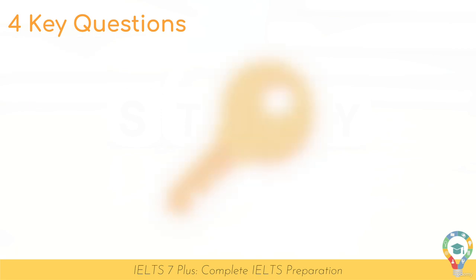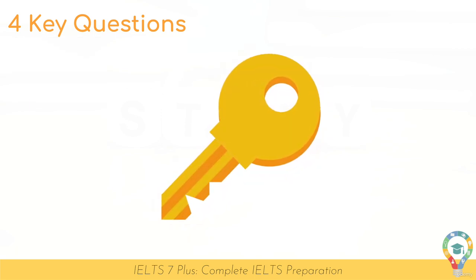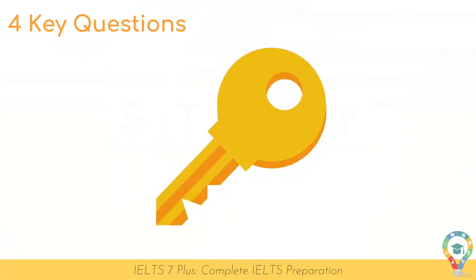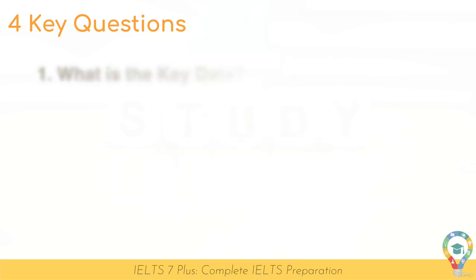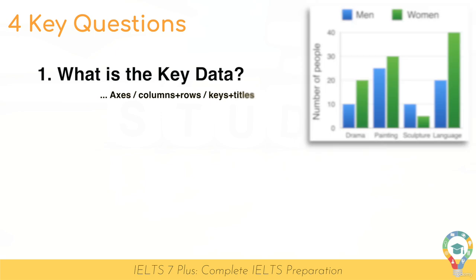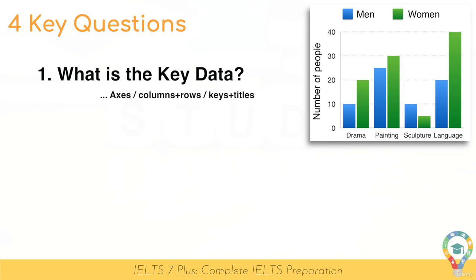For all graphs, charts and maps, you must ask yourself and answer these 4 key questions. First, what is the key data shown? In graphs and charts, look to the axes. In tables, look to columns and rows, and on the maps, look for keys or any other information given.